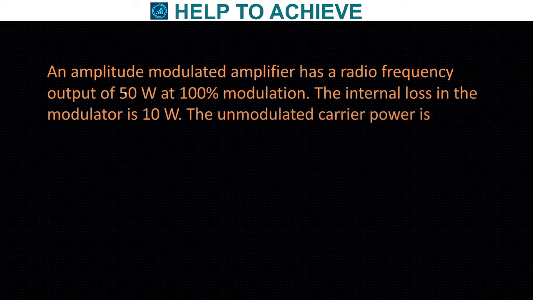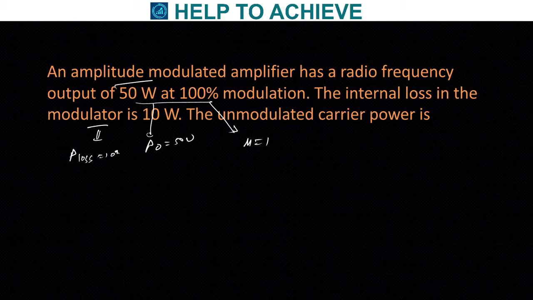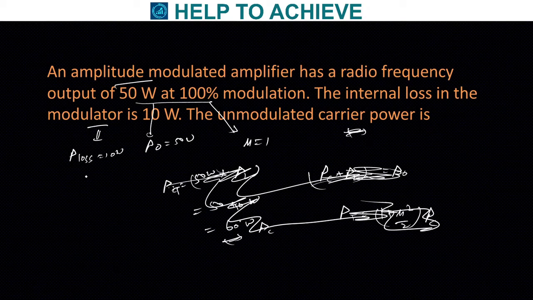Next. An amplitude modulated amplifier has a radio frequency output of 50 watts at 100% modulation. So the output power is 50 watts at 100% modulation, so mu has been given as 1. The internal loss in the modulator is 10 watts. So the internal loss is 10 watts, and the radio frequency output is 50 watts.